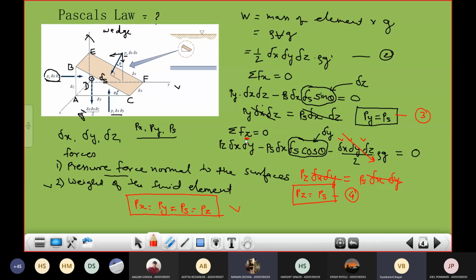See, this is z. This is z, not x. Or let me write it again. This is z, not f, summation Fx. So we are analyzing forces along the x and z direction only.